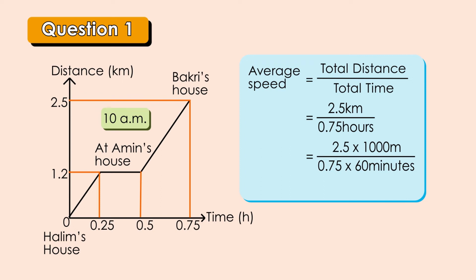Use your calculators to determine the values. The average speed of the bicycle is 55.56 meter per minute. Did you manage to find the value? Superb job!